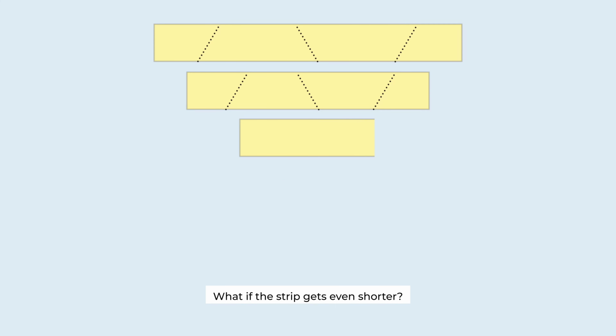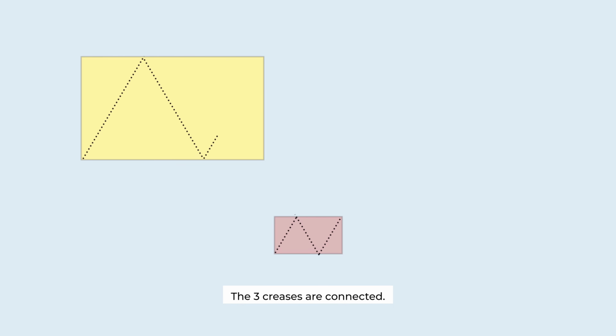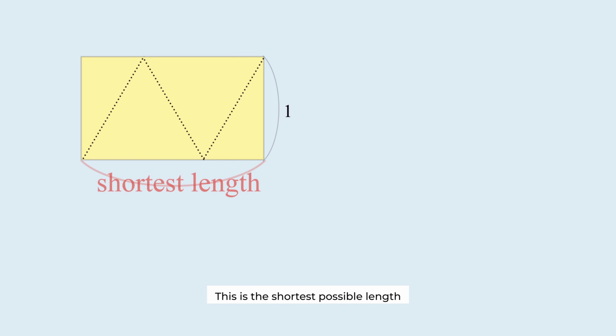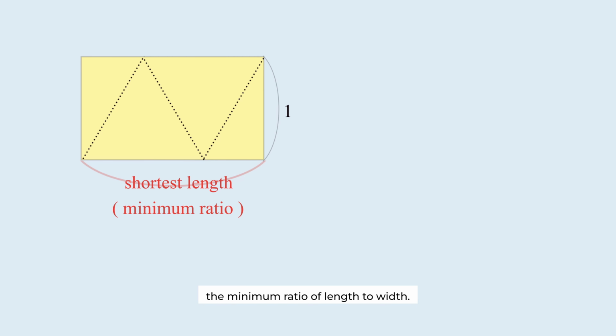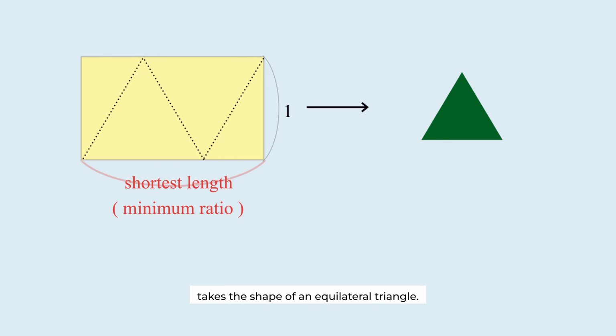What if the strip gets even shorter? The gaps will shrink further. The smallest possible gap is 0. At that point, the shape looks like this. The 3 creases are connected. This is the shortest possible length for the Möbius strip, the minimum ratio of length to width. In this case, the Möbius strip takes the shape of an equilateral triangle.